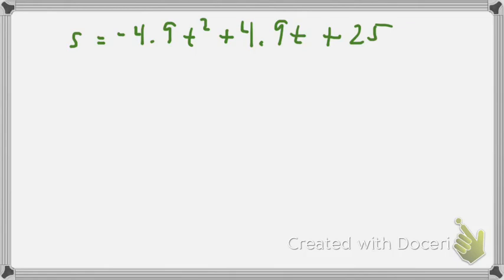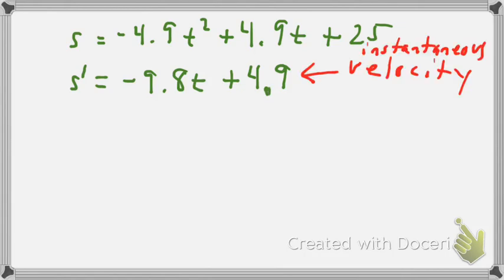In order to find s prime of 1 and s prime of 2, of course, we need to know what s prime of the original function is. So let's differentiate right now. This one's a fairly simple one to differentiate. We're going to get negative 9.8t plus 4.9. Tough to make that little decimal right there. And that function is going to tell us the instantaneous velocity for any time that we choose to input. And what we are choosing to input are 1 second and 2 seconds respectively.